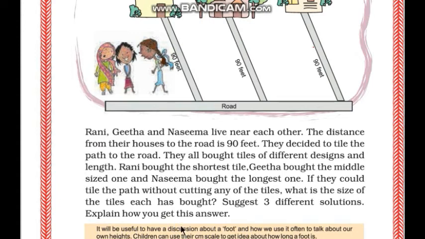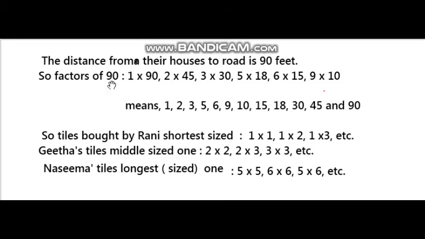So, the distance from the house to the road is 90 feet, and they want to tile the path from house to road, and they could tile the path without cutting any of the tiles. So we have to find out the size of the tile by factorizing 90. So now we will calculate the factors of 90 first, and then we shall decide what is the size of Rani's tile, and then Geeta's tile, and then Nasima's tile.